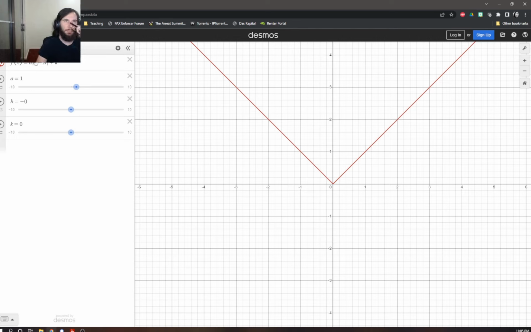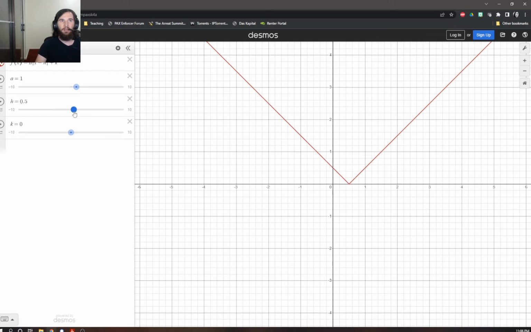And then h and k, we're adding and subtracting. So if you again recall from geometry, adding and subtracting always means that we are doing a translation. So if I make h bigger, then it slides to the right. And if I make it smaller, it slides to the left. But it's always just sliding back and forth.